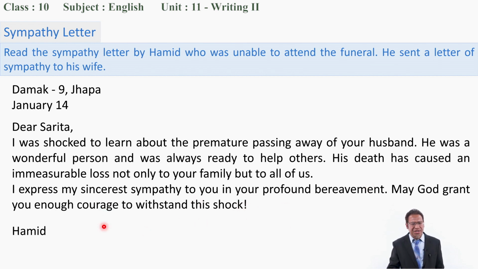May God grant you enough courage to withstand this shock. So you can use this also. May God grant you enough courage to bear. Withstand means to bear, to tolerate this shock, to tolerate this unfortunate moment. May God give you strength. Courage means strength, to bear this pain. So you have to use these kinds of words, phrases and sentences.